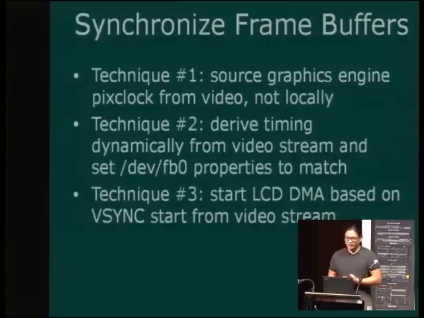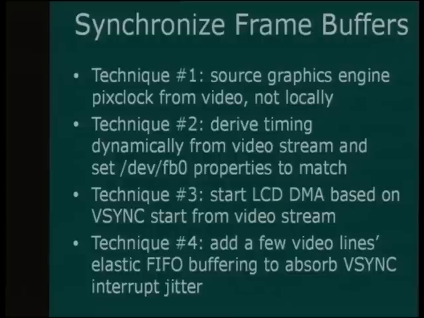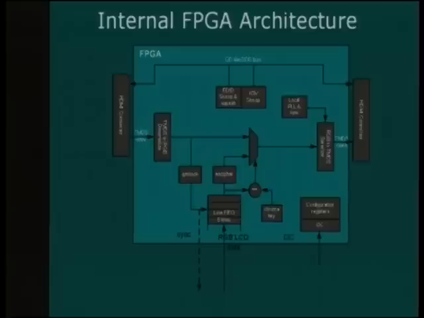Then whenever we have a VSync, we start the LCD DMA based upon when we get a vertical interrupt. Basically, we do a mini genlock inside in software. Essentially, we look at the historical pattern of VSyncs, and we wait where we think the next vertical frame will start, and we start the frame buffer reading out at that point in time. Of course, Linux's ability to get a low jitter interrupt is pretty bad, so we had to add an elastic FIFO to buffer a few lines of video to absorb all the VSync jitter.